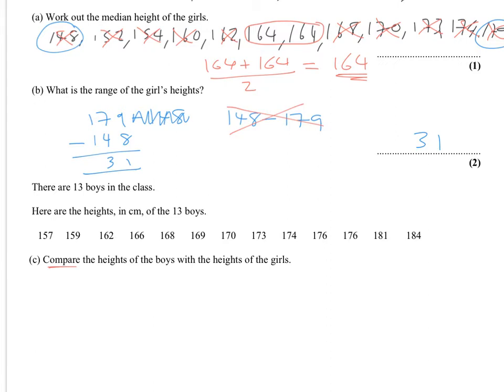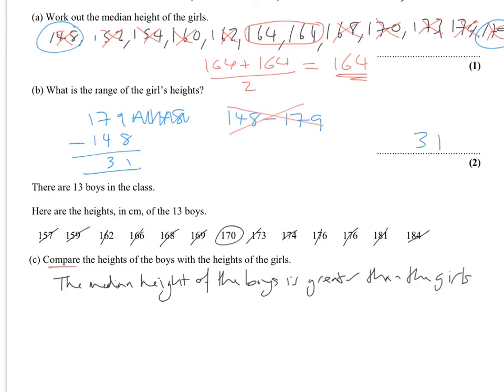So the median of the boys, let's cross off at either end till we get to the middle. Okay, so our median value for the boys is 170. So we can write a statement to say that the boys' median height is greater than the girls' median height. So I've written that statement, but it would be also good to show that with the numbers that we've used. So 170 is greater than 164. And we can also make a statement about that. So we could say, therefore, the boys are taller on average.